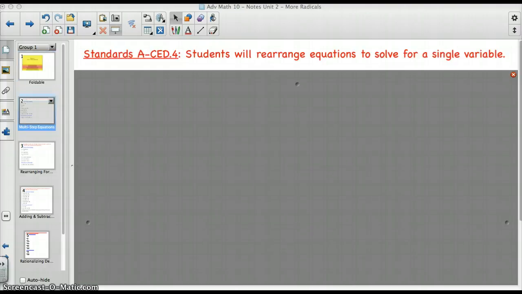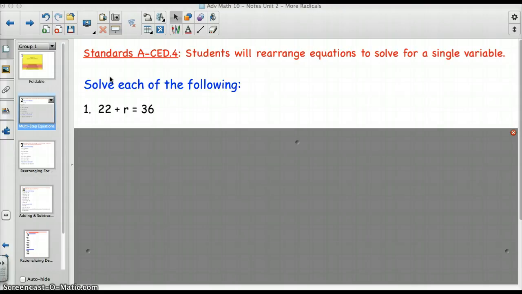So when you wrote down the standard, you should notice that it says students will rearrange equations to solve for a single variable. This is a lot of what you did last year, so we just want to make sure that everybody is familiar with it. We're going to spend a day or two working on this before we go back into some of the other new material, just to make sure that everybody is on the same page.